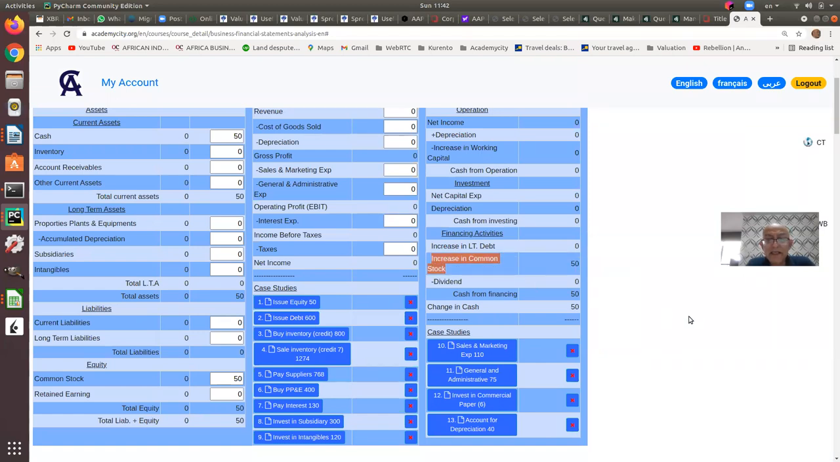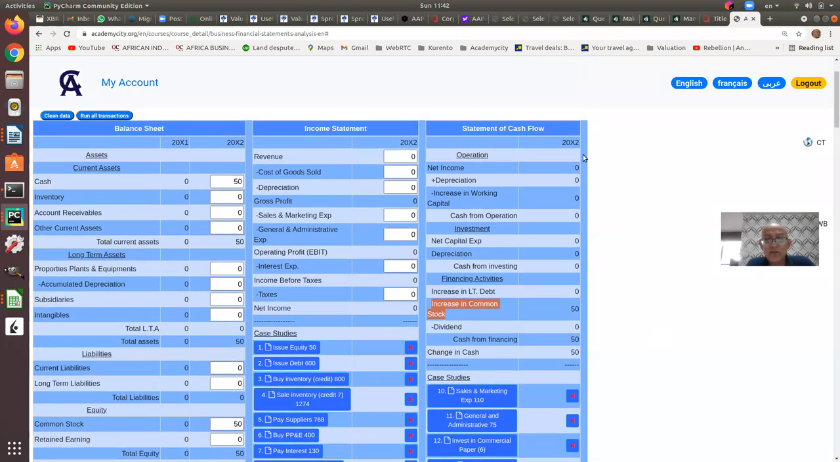Increase in common stock means the reason we have more cash is because we issued stock. The statement of cash flow is wonderful for that purpose. It explains how I ended up having 50,000 in my bank account. It's because we issued common stock. So the third category, financing activities, in this example, shows me a positive.